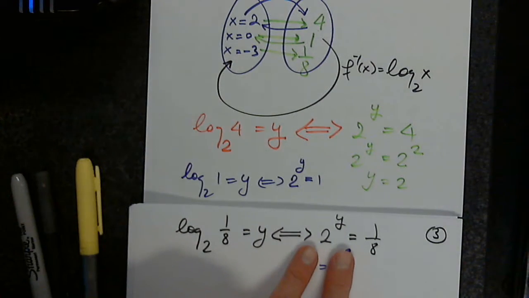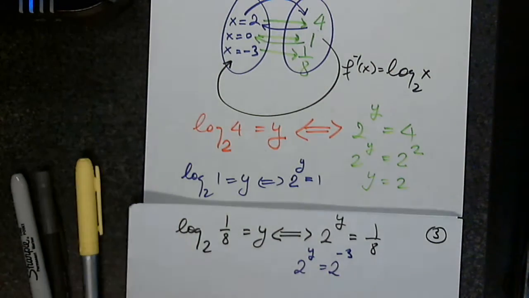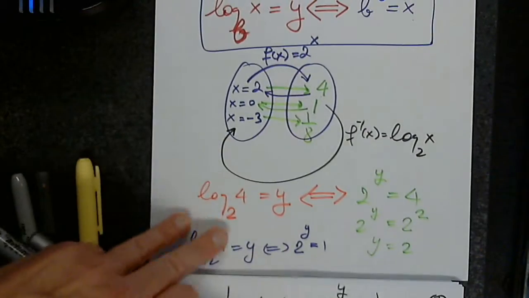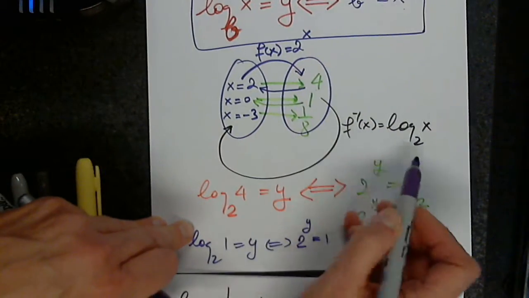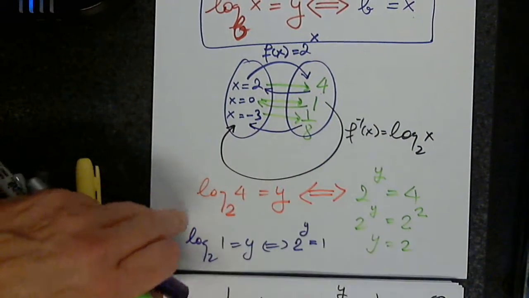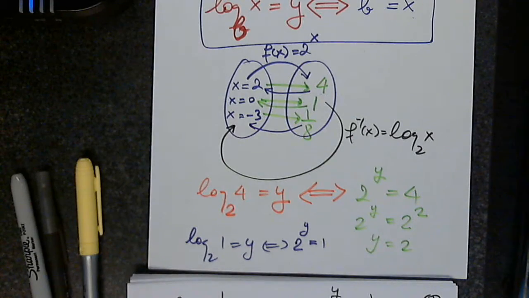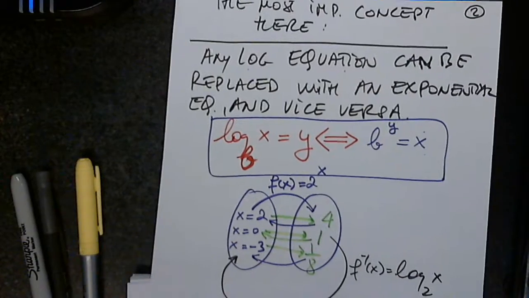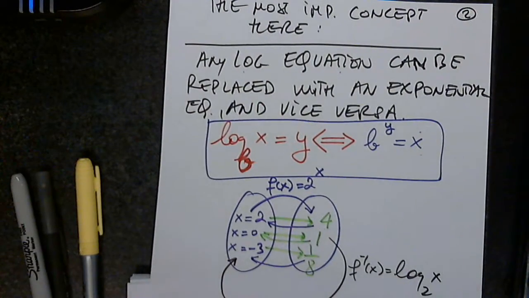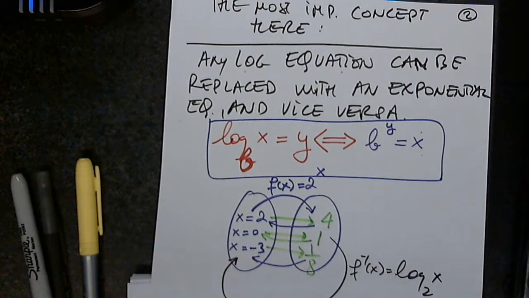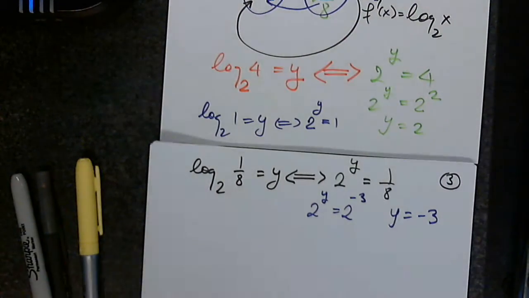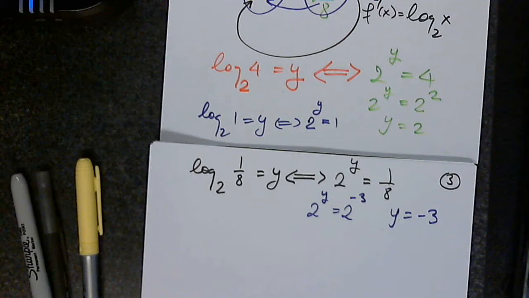Now I know the two numbers are equal. They have the same base. What has to happen for sure? y equals negative 3. And I showed that indeed 1 over 8 through this function goes back where it came from. It means that log base 2 of x is indeed the inverse function of which exponential function? f of x equals 2 to the x. Excellent. Thank you.